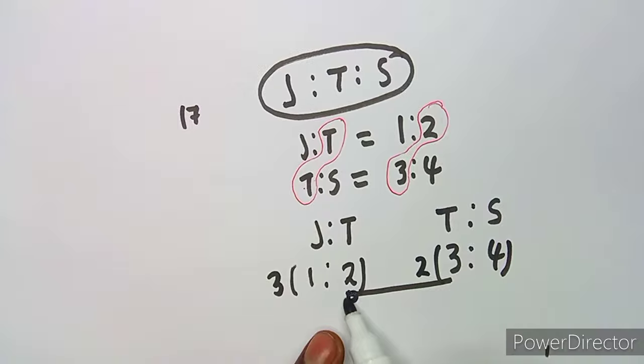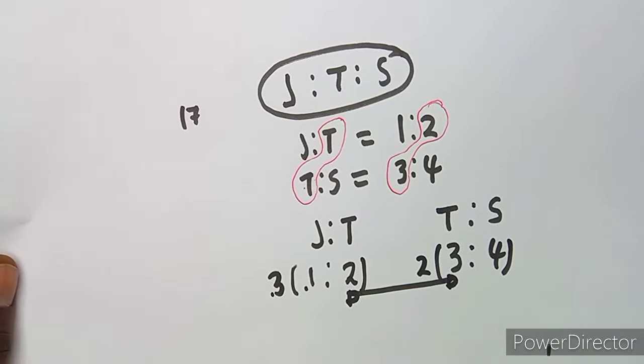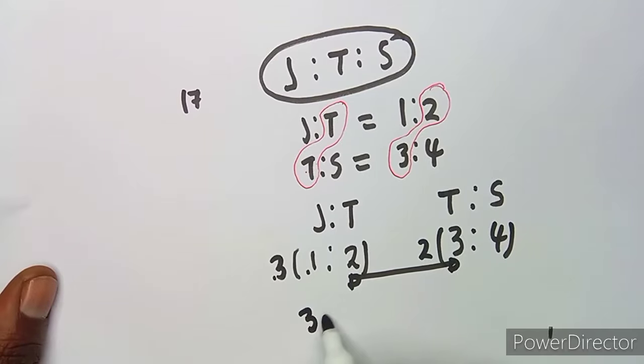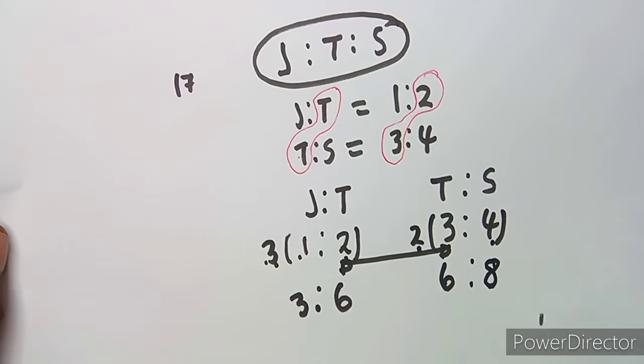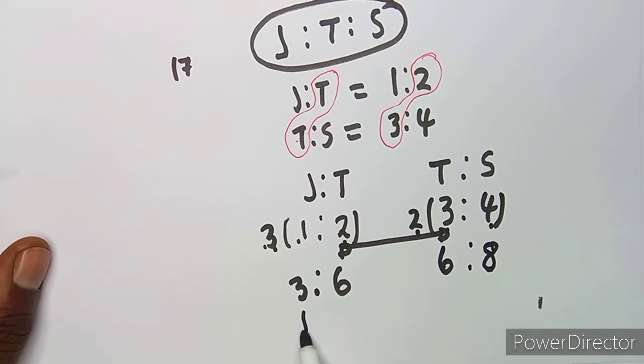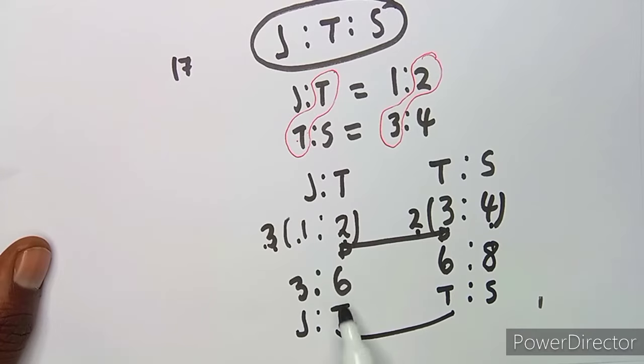So you interchange these two numbers, you swap. All right, so 3 times 1, which is 3:2, 3 times 2, which is 6. Here we are going to have 2 times 3, which is 6:2, 2 times 4, which is 8. So as we can see, we are now having John as to teacher here, teacher as to Sharai here. As we can see, these two T and T, they are now the same. 6 and 6, they are now the same.